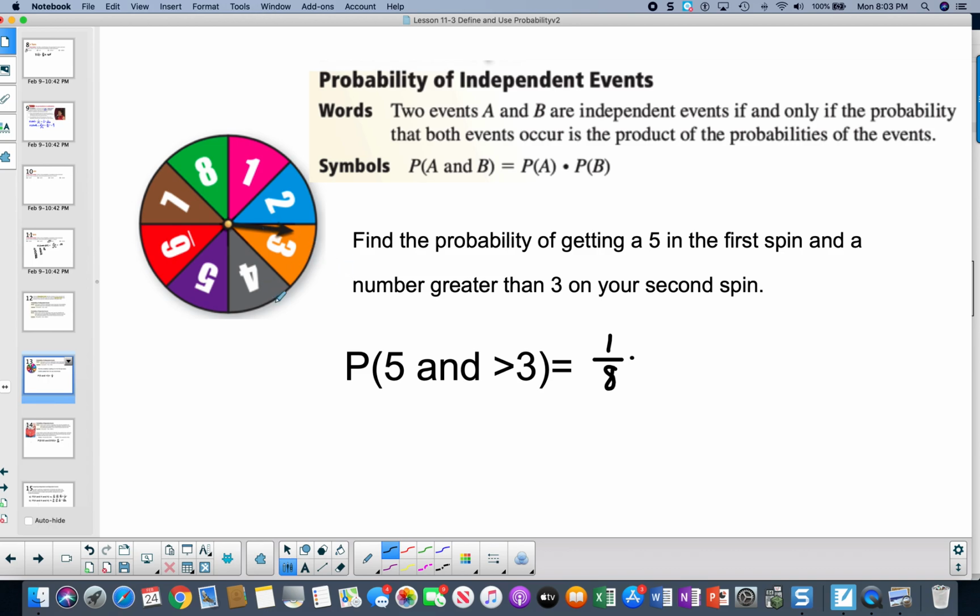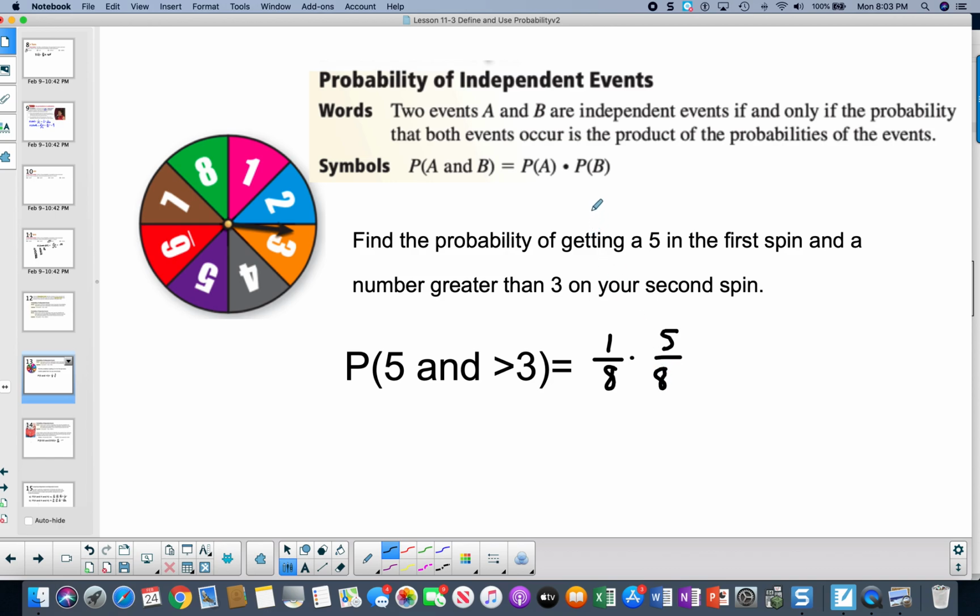Now, getting a 5, the probability of a 5 right here is only 1 out of 4 chances. And then a number greater than 3. A number greater than 3 would be 4, 5, 6, 7, and 8, and that happens to be 5 favorable out of the 8 possible.